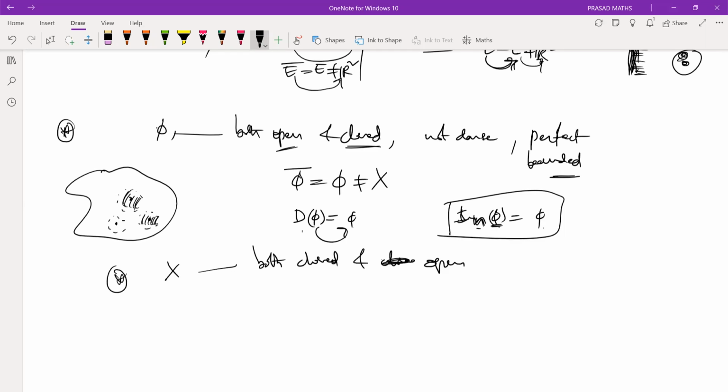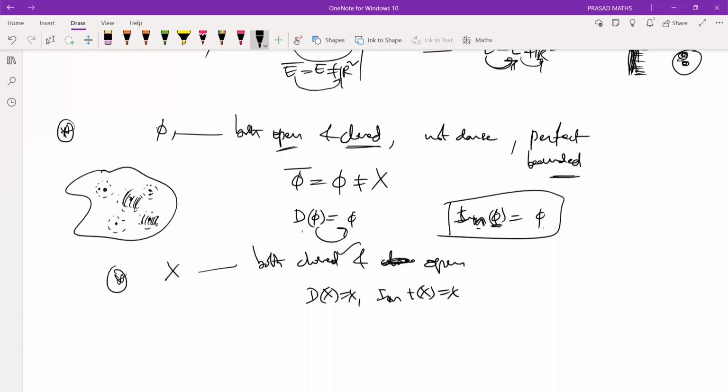Is it closed? Yes, because every point is a limit point which is inside. Any neighborhood you take of a point contains at least one point other than itself. Therefore, that is also a limit point. So of course, it contains all its limit points, and therefore it is closed also. What is the derived set? X itself. What is the interior set?